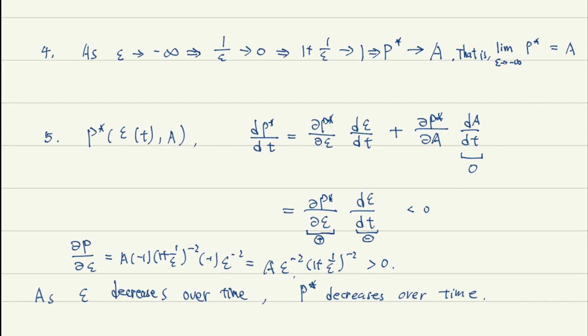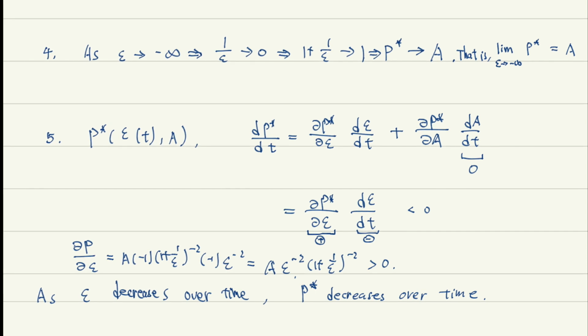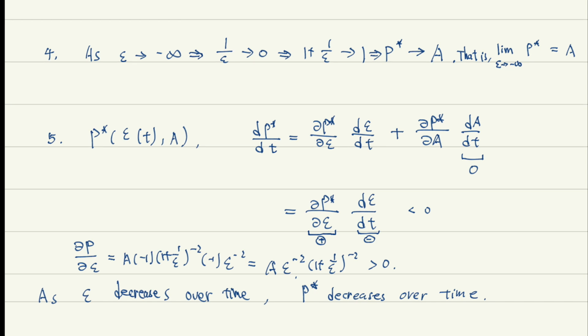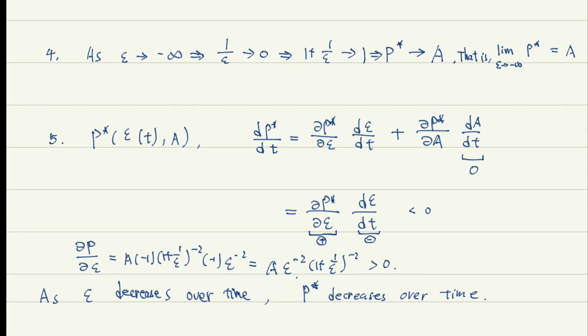For question 5, we use the chain rule. Price is a function of epsilon and A, and epsilon is a function of time. Notice that A does not change with time, so the second term is 0. The partial derivative of price with respect to epsilon is positive.